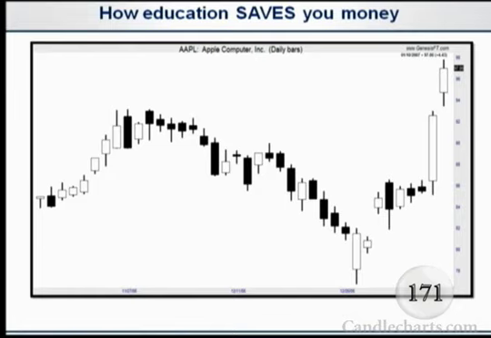Okay, how education saves you money. Okay, that's why you're here. Make you money, save you money with education. And remember, we're going down the path of education here. And the red arrow there, we saw this before, we have a dark cloud cover. It became resistance, okay? What do we have in the second red arrow?